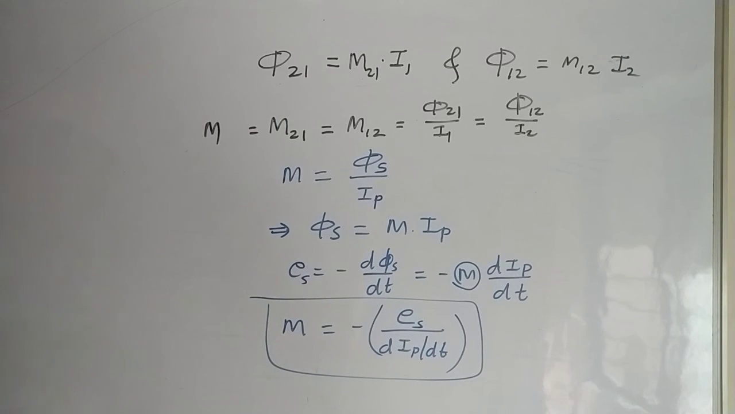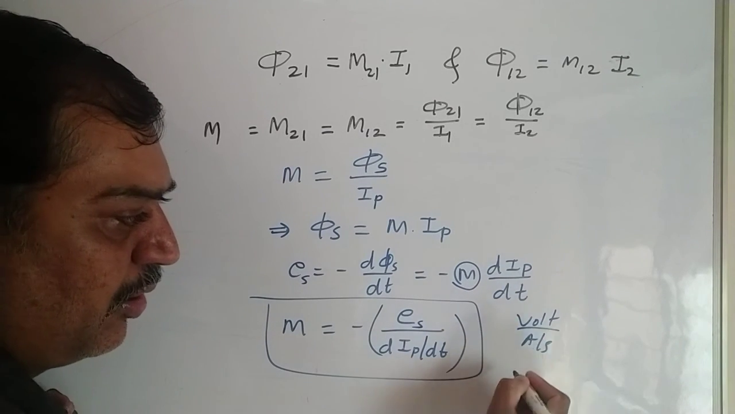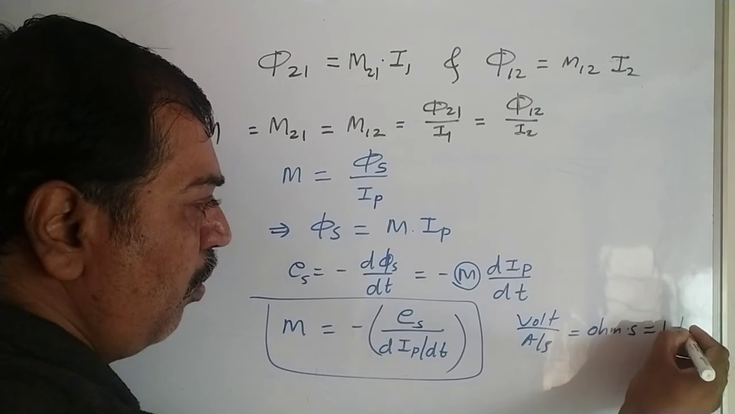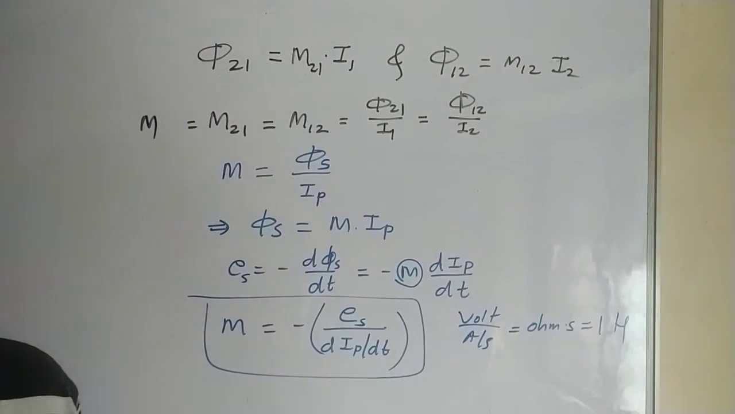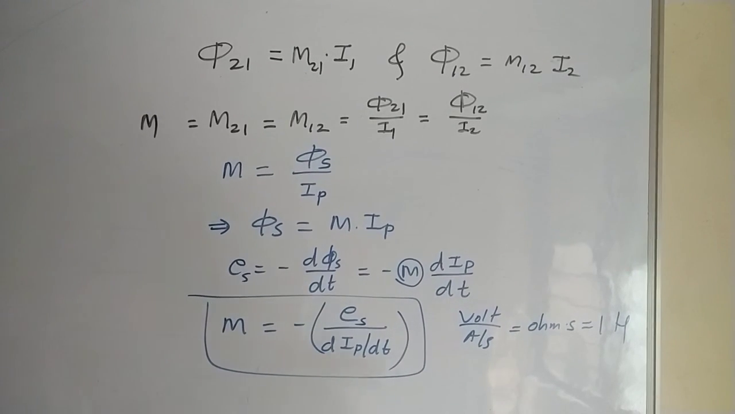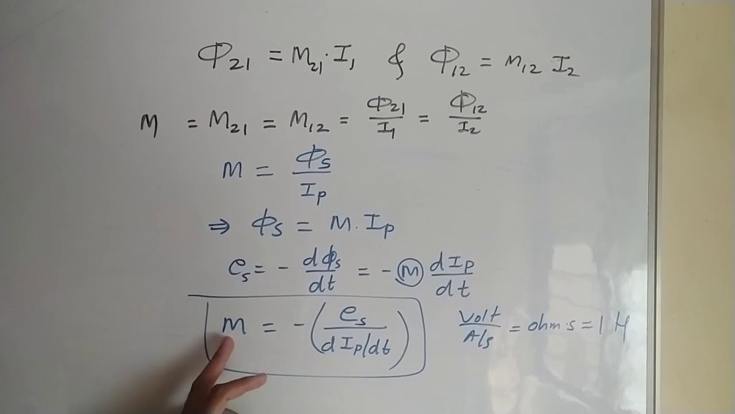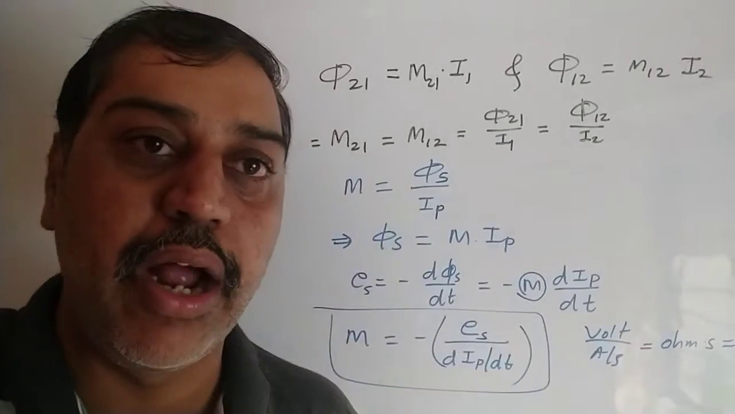We know that ES is measured in volt, and the rate of change of current is measured in ampere per second. If we solve it, it comes to ohm into second, which is said to be Henry. That we have already done. That means when a current changing at 1 ampere per second passes through the primary coil and produces an EMF of 1 volt in the secondary coil, then we can say the mutual induction is 1 Henry. This is what we had to learn today.